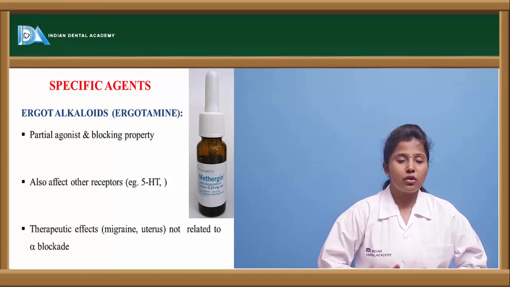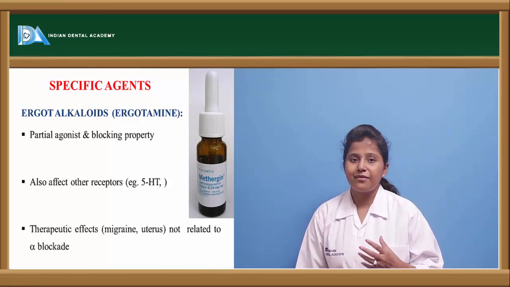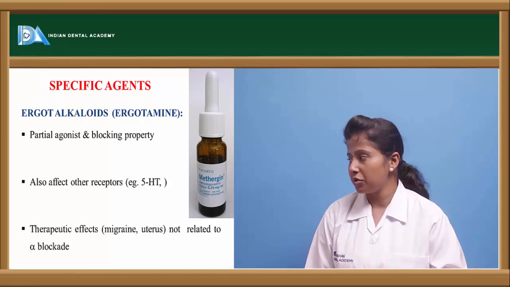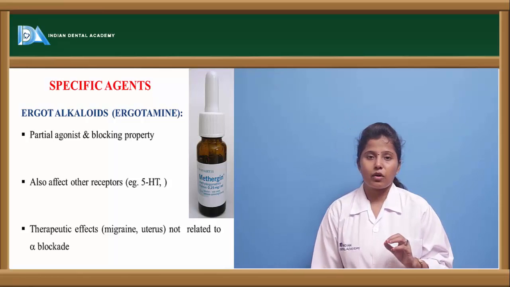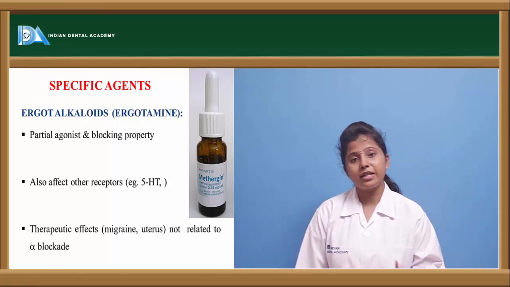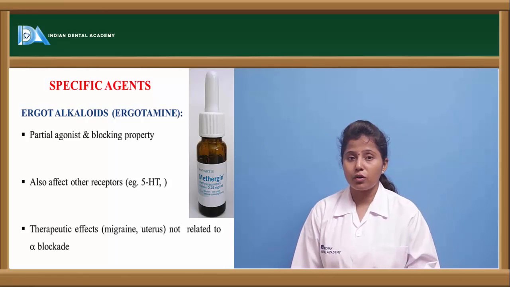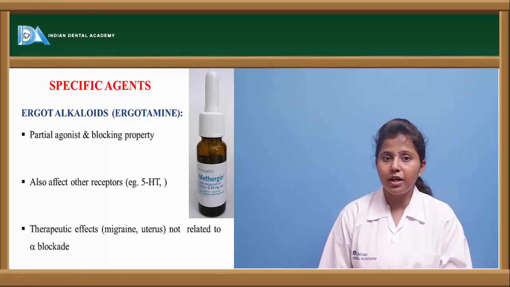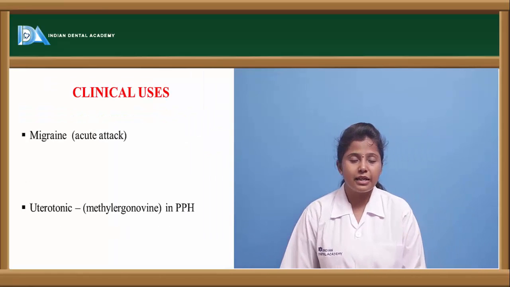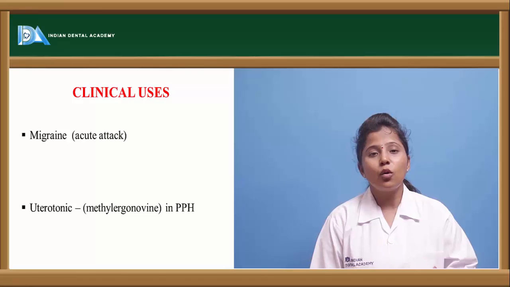Ergotamine alters serotonin or 5-HT receptors, and it has very few therapeutic uses, only in migraine and in disturbances of the uterus. It is not related to alpha blockade. What does this mean? The blockade occurs through the serotonin receptor antagonizing effect. The clinical uses are limited: it is used in migraine and as a uterotonic, in the sense it increases the tone of the uterus.